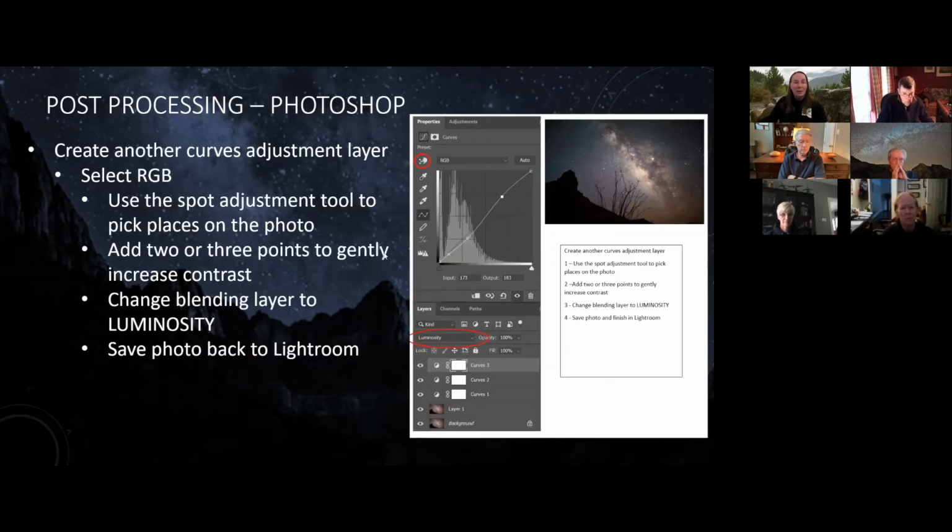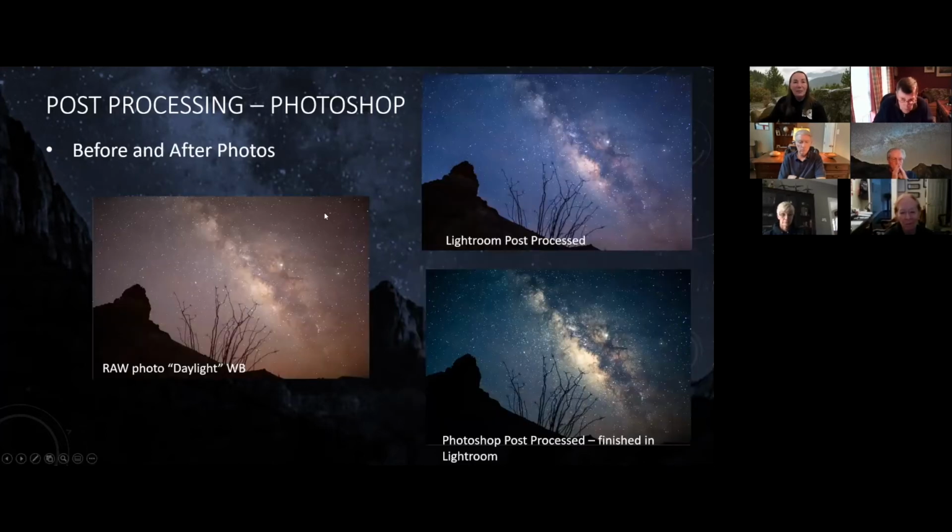So you check the RGB, and you're going to use the spot adjustment tool to pick places on the photo, add 2 or 3 points to gently increase the contrast, and change the blending layer to luminosity. I have not done this process since I put this together a couple of years ago, so I would have to go back and reread my notes. So I'm sure some of you would say, yeah, that's not a problem, understanding it all. So anyway, when I got done with it, this is the Lightroom, this is the Photoshop. So it is very different. I mean, they're both good, and that was the original.